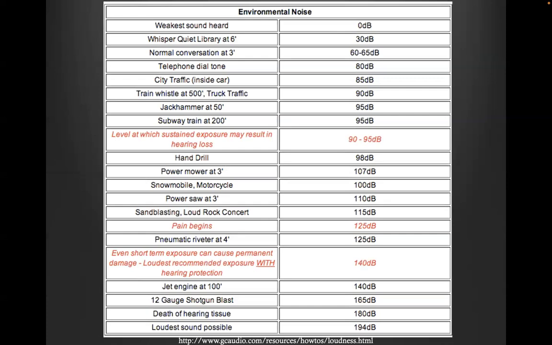But that's not to say gradient coils are not going to cause any problems. The problem is the noise. If any of you have ever been there for an MRI exam, you should know that an MRI exam can be really, really loud. Here is an example of environmental noise levels. A quiet whisper in the library is at 30 dB, while subway trains are at a sound level of 95 dB. The level at which sustained exposure may result in hearing loss is 90 to 95 dB. At 120 or 128 dB, you probably are starting to feel pain. And at 140 dB, even short-term exposure can cause permanent hearing damage.